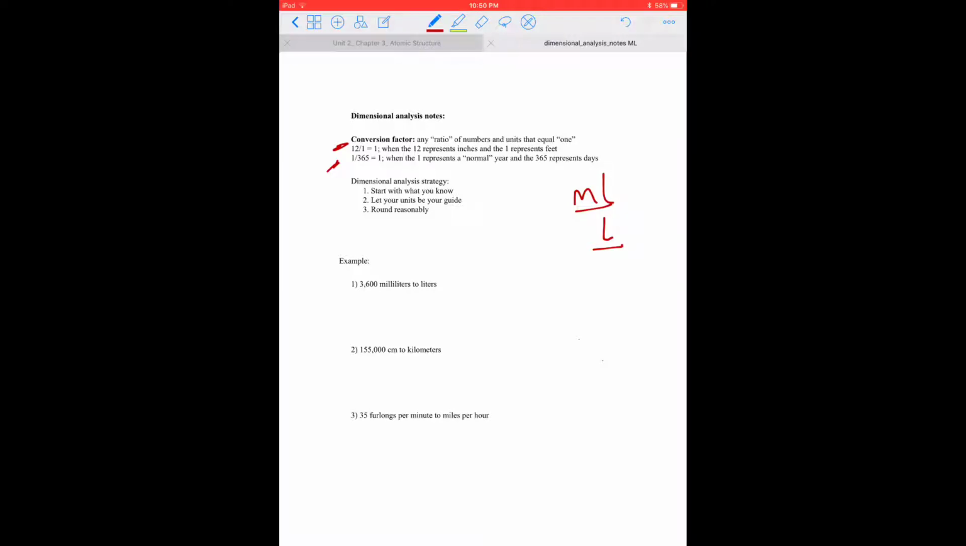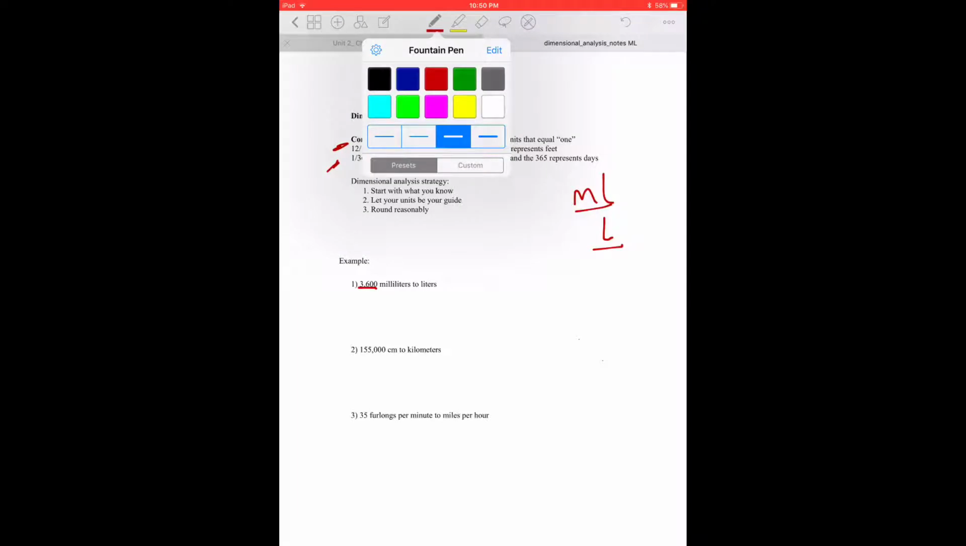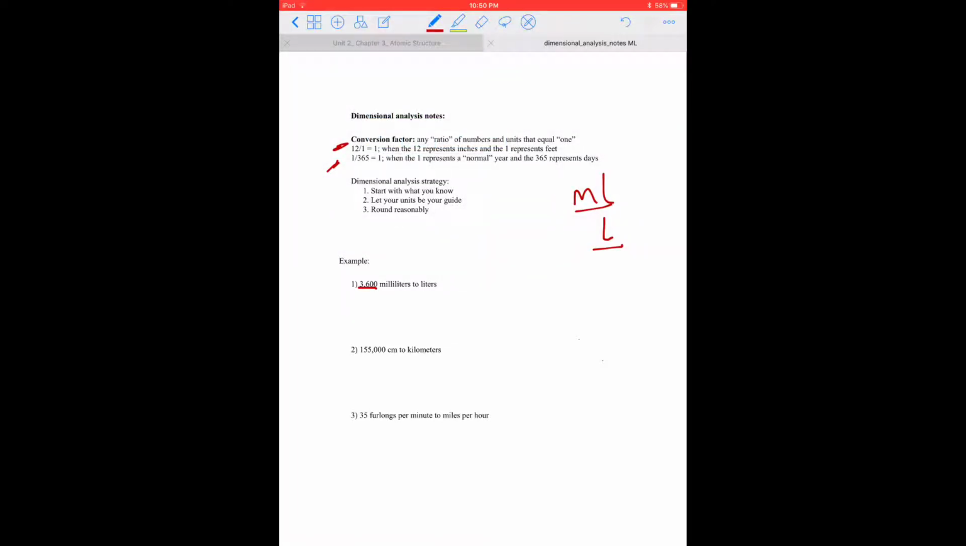But the first thing we're going to do is start with what we know. And what we know is this number here, 3,600 milliliters. So we're going to start by writing that down. And one thing I will always emphasize is to write down your units. Because if you don't write down your units, you're not going to be able to let your units be your guide. So we're going to write that down. We've got 3,600, and I'm just going to write the abbreviation here, milliliters. And then I'm going to draw my fence and my rail. So this is what it looks like.